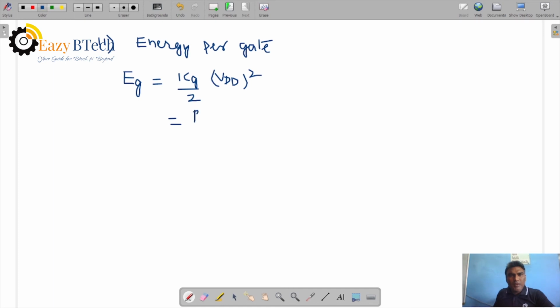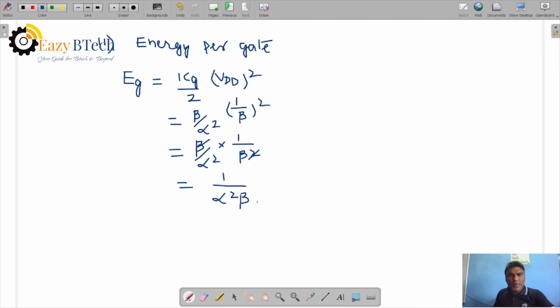CG is beta by alpha square, and VDD is scaled by 1 by beta, so VDD square is 1 by beta square. Now beta by alpha square into 1 by beta square. So beta and beta square will be cancelled out. So this will be 1 by alpha square into beta. So this is the energy per gate area.